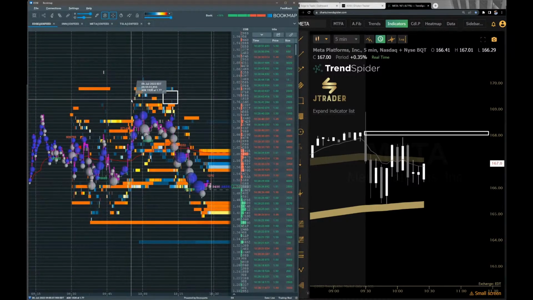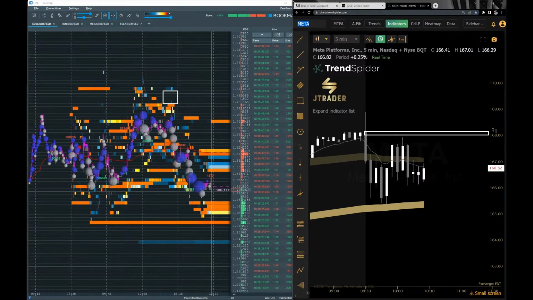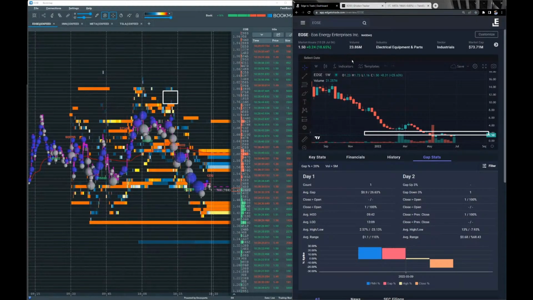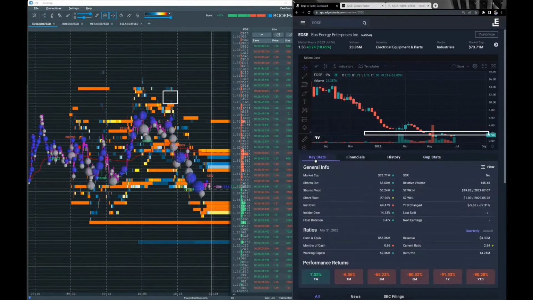So right now we are short on EOSC. And I don't know if anybody of you trade small caps. Well, actually, I see some guys over here in Bookmap. EOSC is a small cap. It's a very small cap. They have a 73 million market cap.